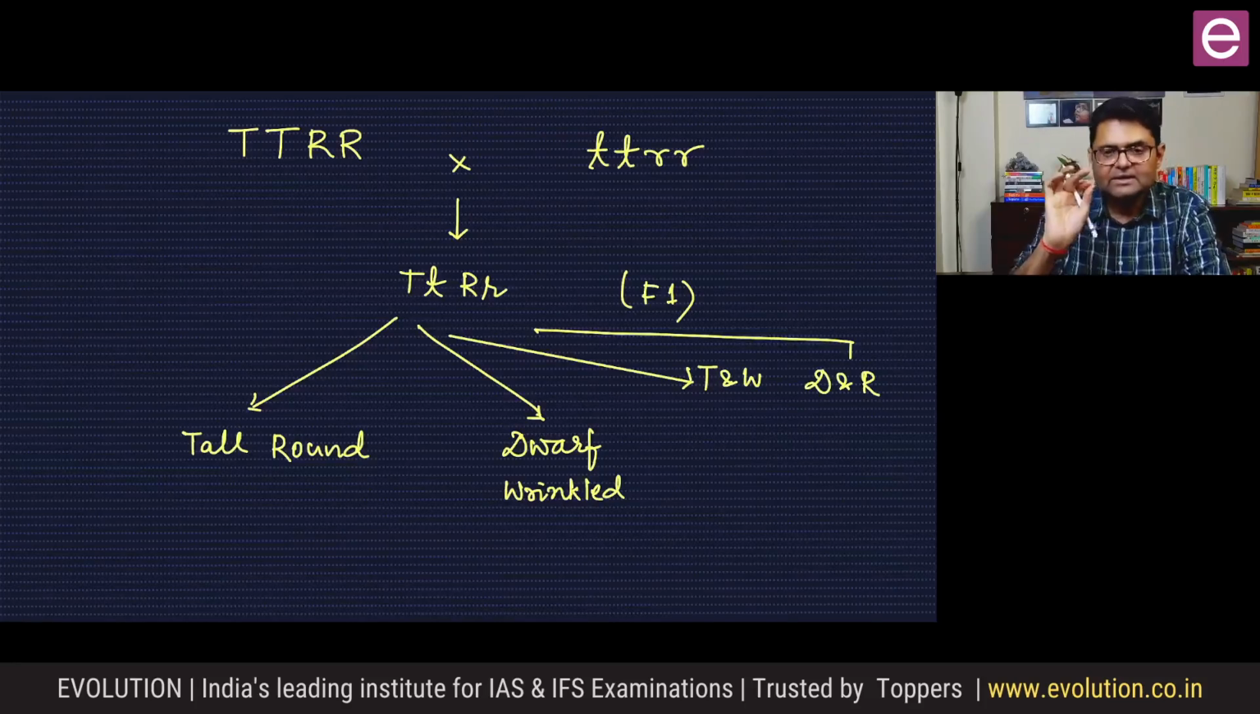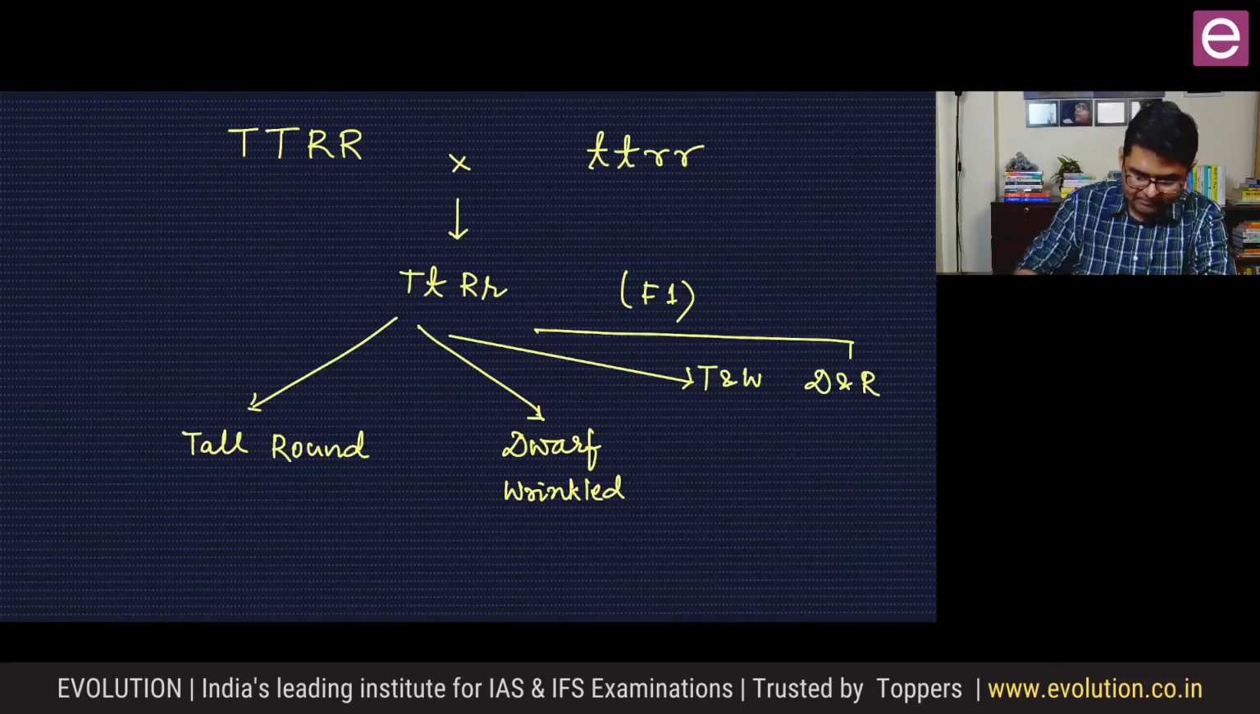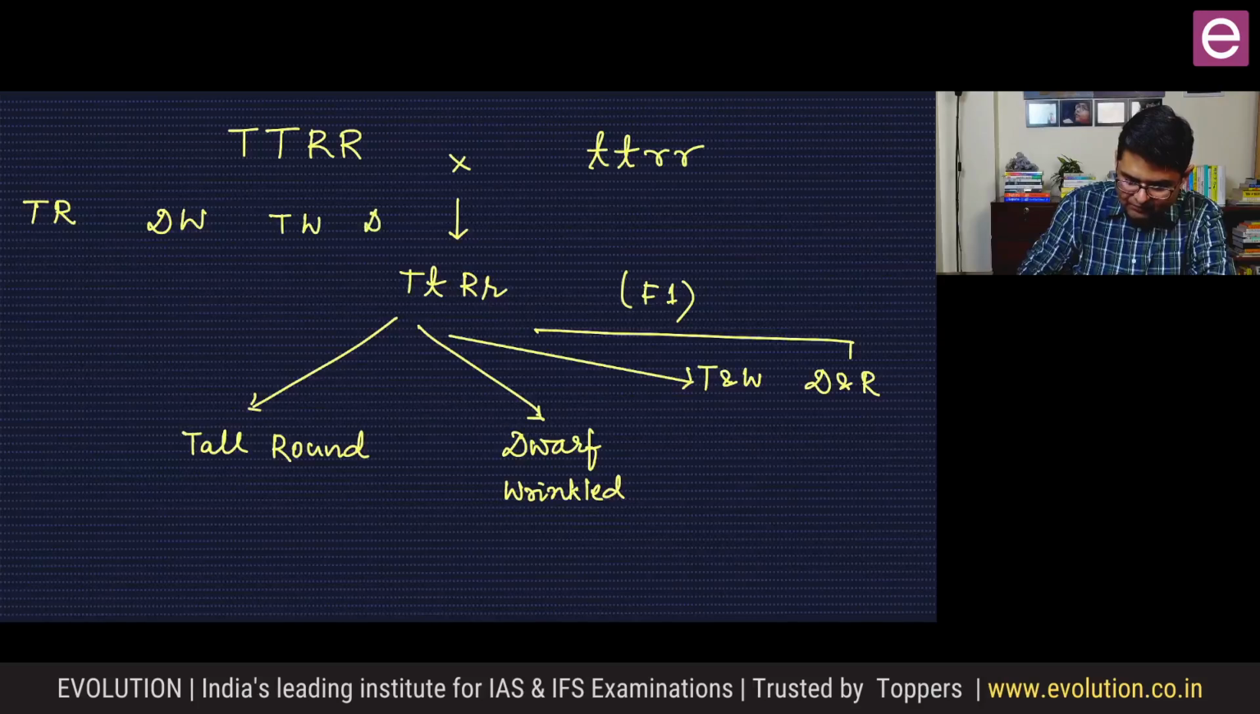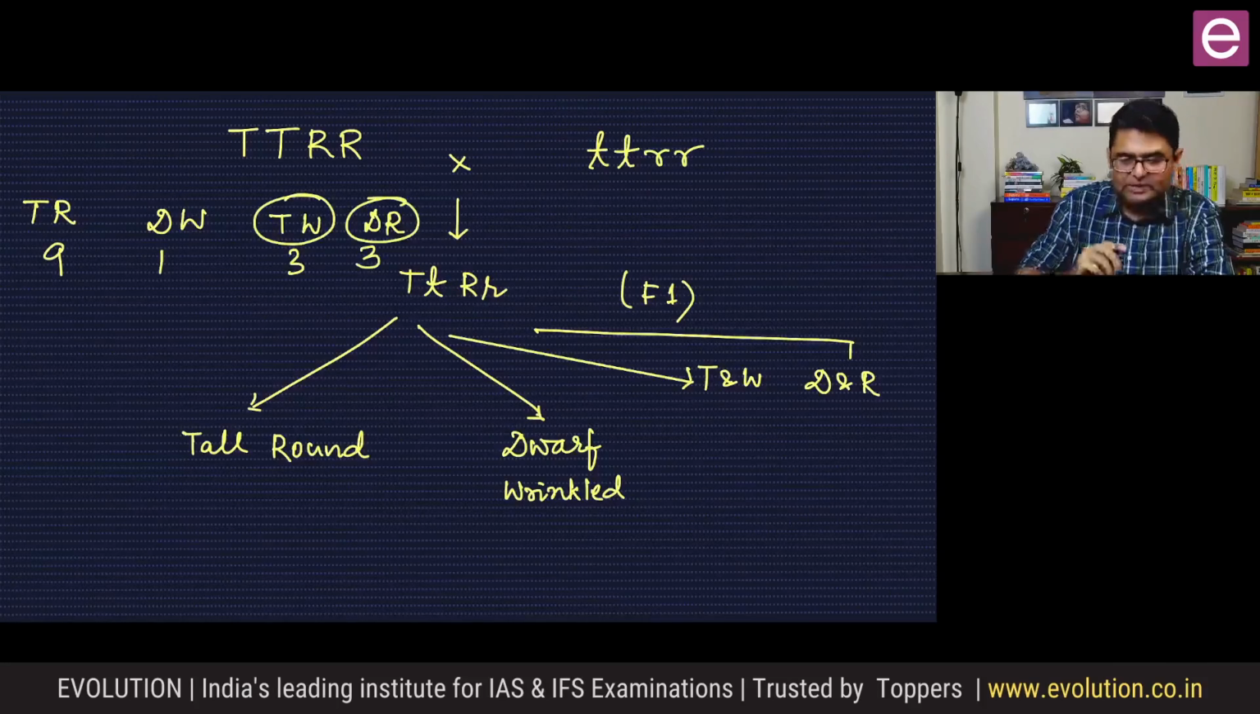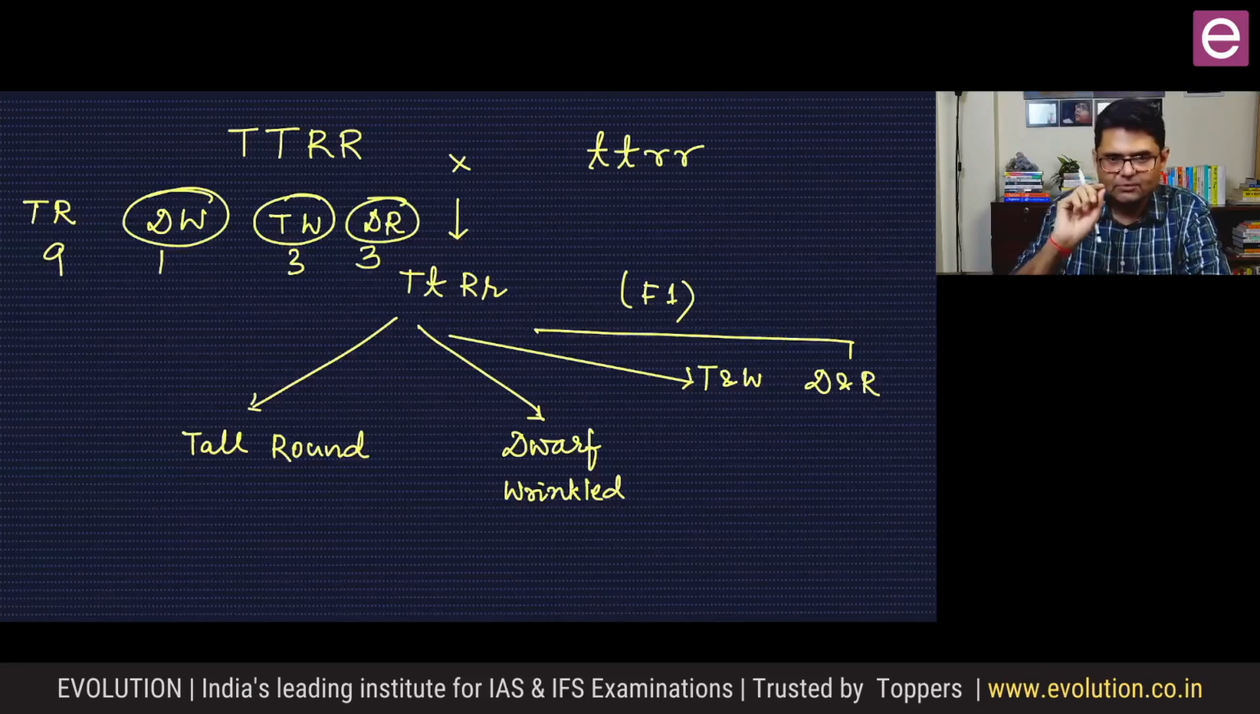But in Mendelian independent assortment, let's say tall round, dwarf wrinkled, tall wrinkled and dwarf round. If this were Mendelian, the ratio would have been 9:3:3:1, because these two are recombinants, so 9:3:3. This is homozygous recessive, so 9:3:3:1.